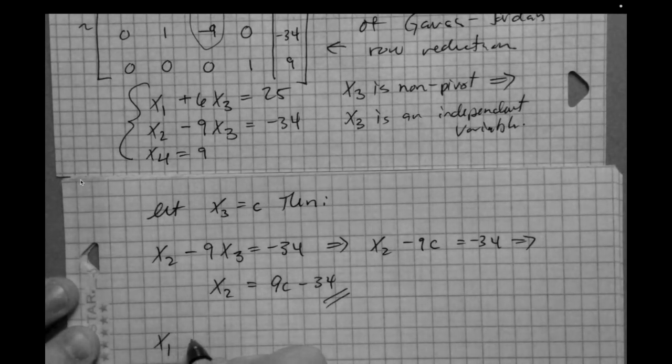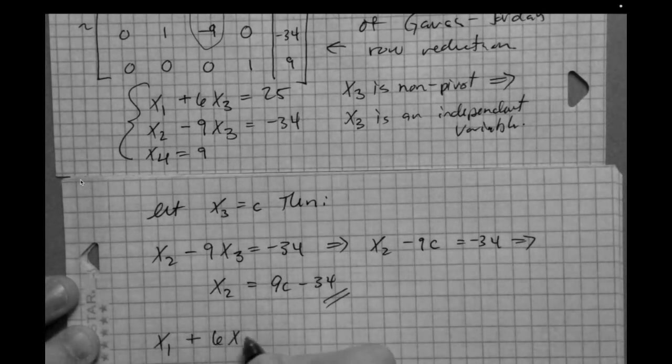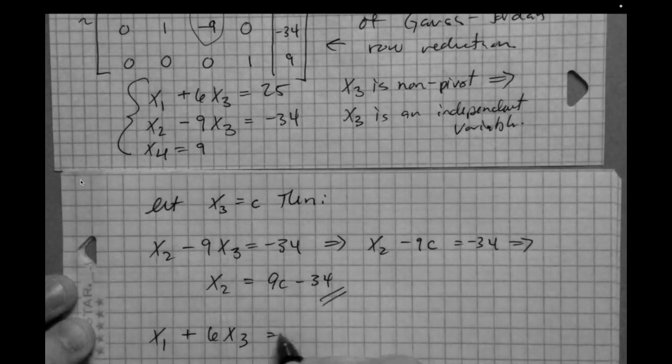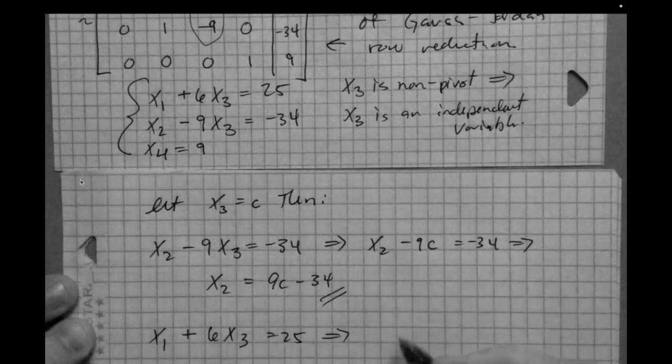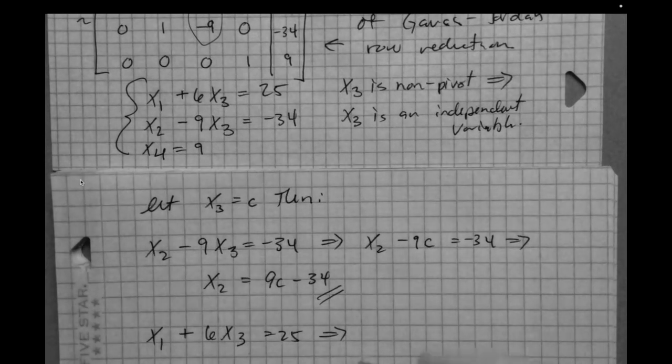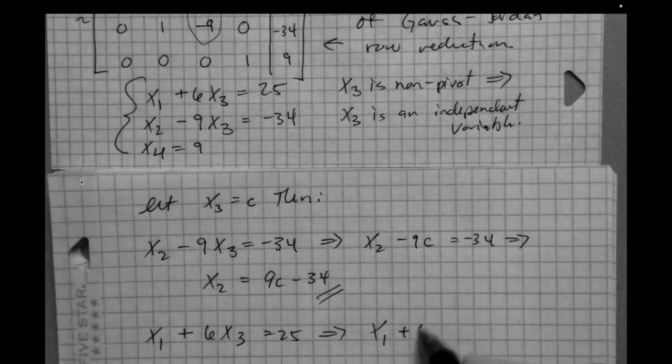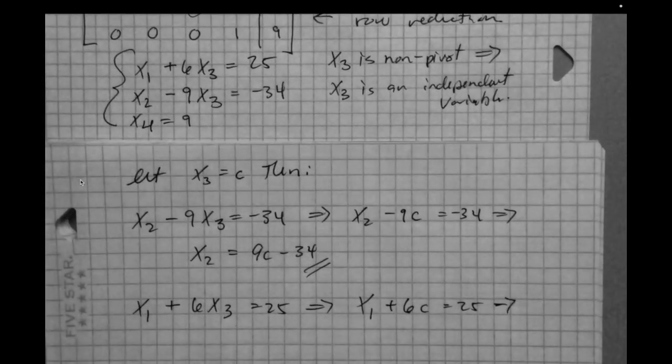And x1 plus 6x3 equals 25, right? So again, we can just plug in c for x3. We get x1 plus 6c equals 25. And that's going to imply that x1 is equal to 25 minus 6c.